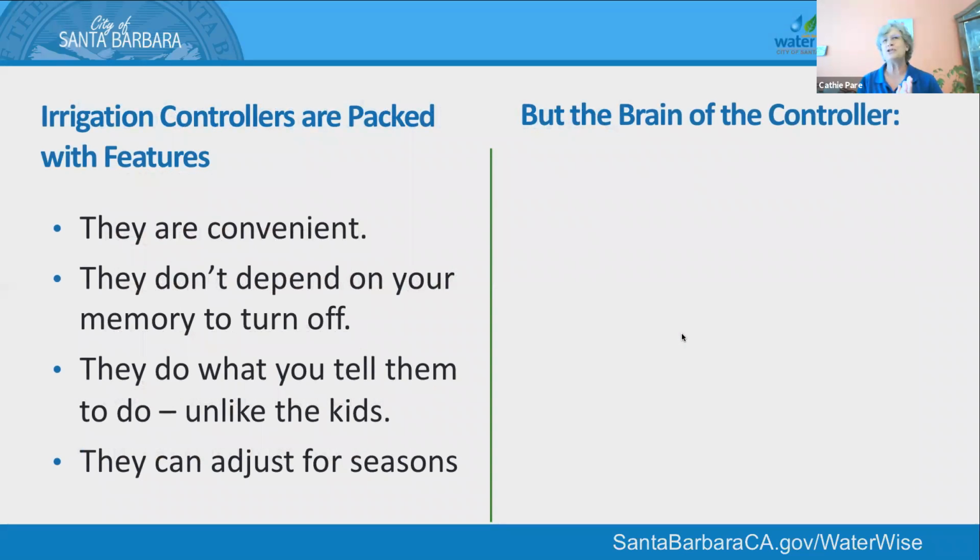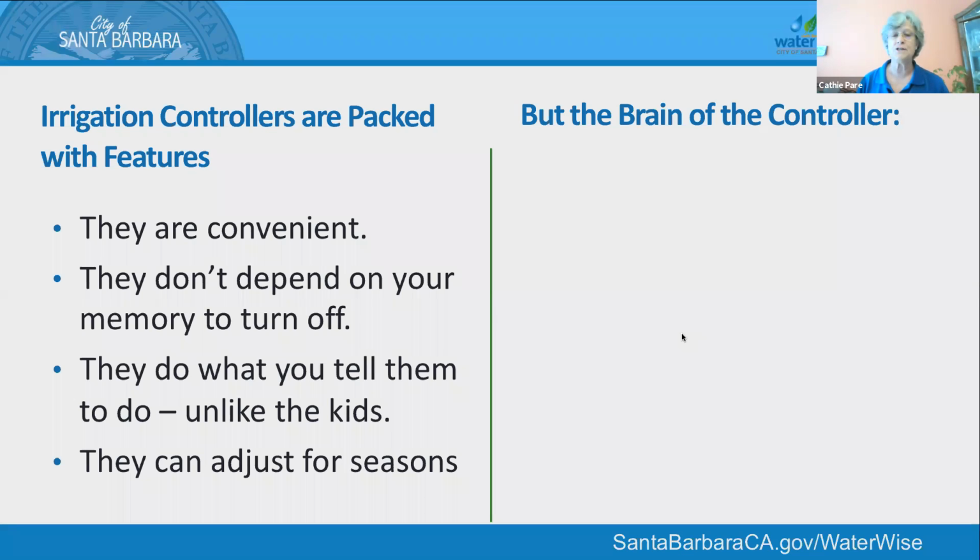Irrigation controllers versus hand watering, they're packed with features. They're convenient. They don't depend on your memory to remember to turn them off. Even timers don't always work. I set a timer on my clock and then I'm like, why is that thing beeping at me? Oh yeah, I put the drip system on. They do what you tell them to do, unlike the kids. Although you may tell them to do something multiple times and they say, yes, ma'am, yes, sir, and they will do it, even if you don't want to water it 2 or 3 times with 2 or 3 start times.